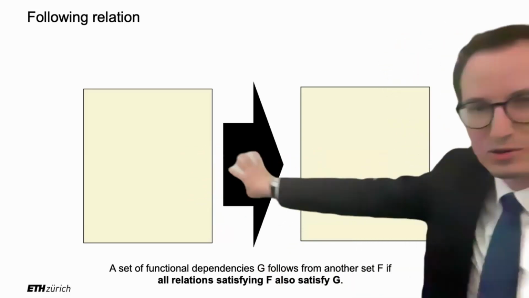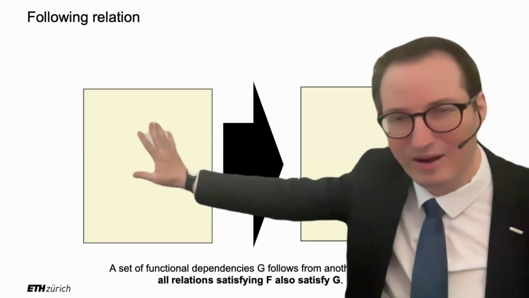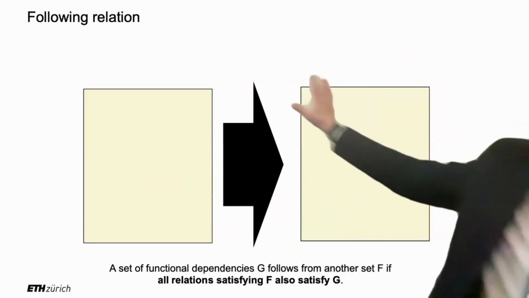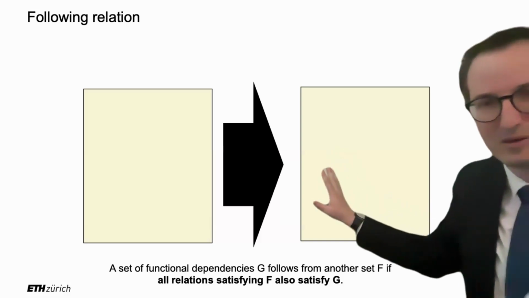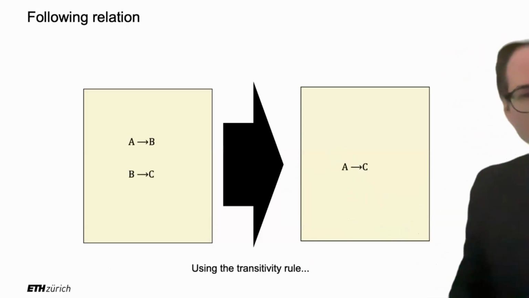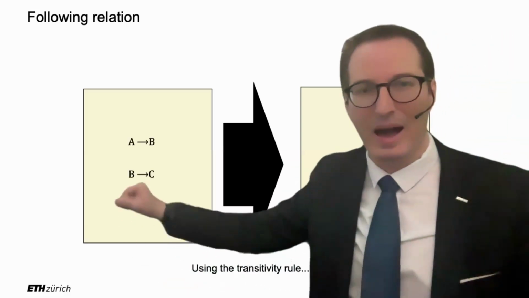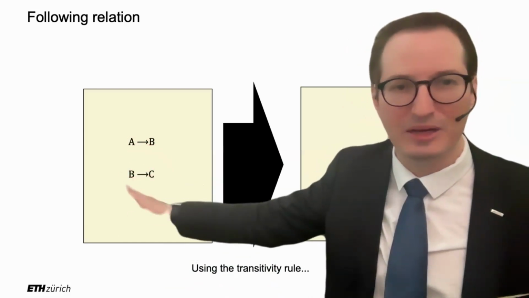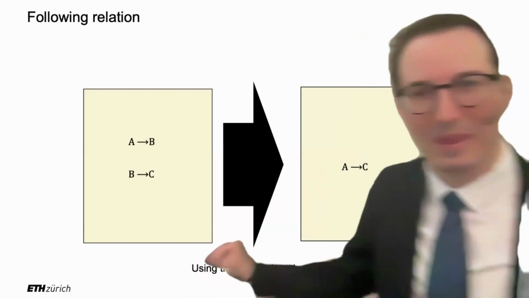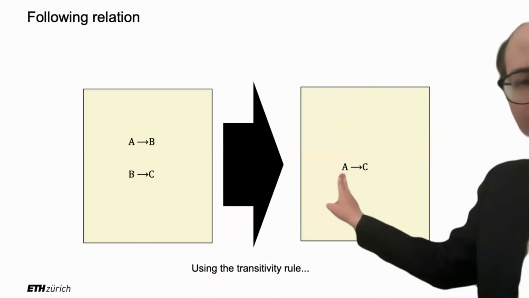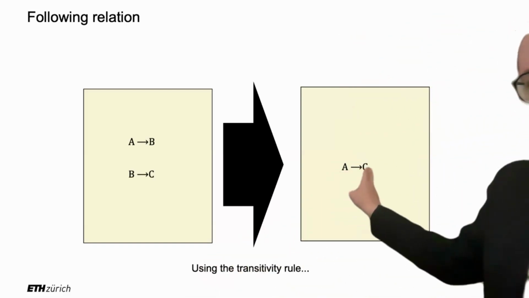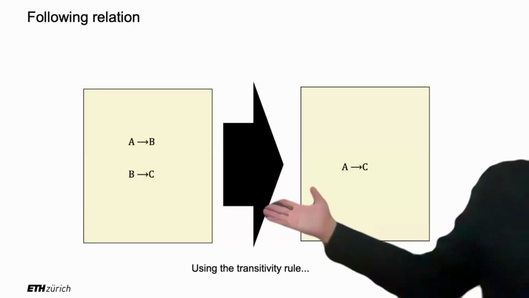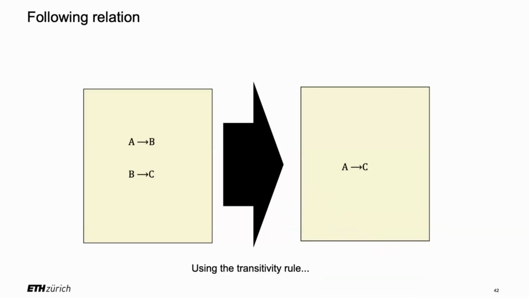And the way I do that, so this is when I derive, right? It means that if I have that set of functional dependencies, then it implies that set of functional dependencies. I can do that all with the rules. So in that case, for example, I can say that if I have the attribute A determines B and the attribute B determines C, then because of the transitivity rule, I can say that the attribute A determines the attribute C, right? And that is using the transitivity rule, okay?